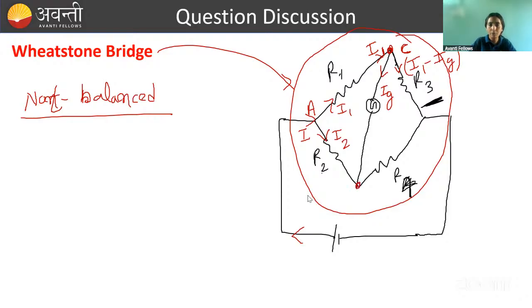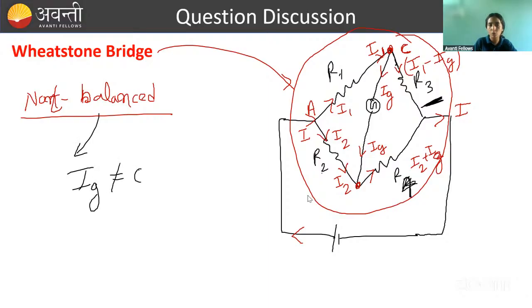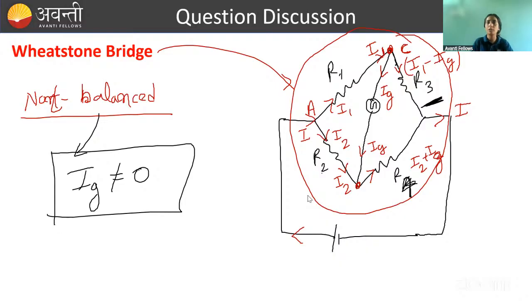Now at this end, what will happen? Here the coming current is IG and here the coming current is I2. So this side, how much current will go? I2 plus IG. And finally, here you will get current equal to I1 plus I2, that is I. So this is how current will get distributed if the Wheatstone bridge is not balanced. Not balanced means the current through the galvanometer arm is not zero, so IG is not zero.